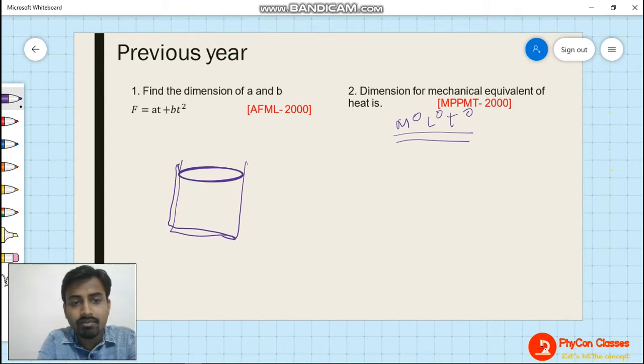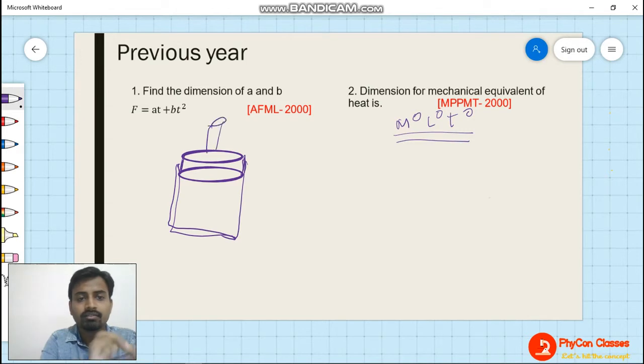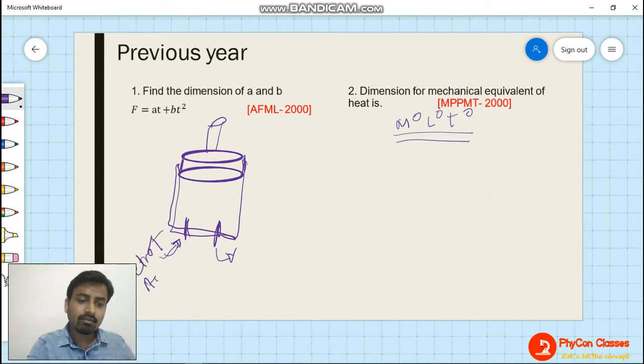Why I am taking it in the form of a cylinder is because have you seen the cylinder of your motorbike? Your motorbike has this kind of cylinder. There will be two openings. One will be for intake, one will be for exit of the gas. So from one side, this mixture of petrol and air will enter this chamber.